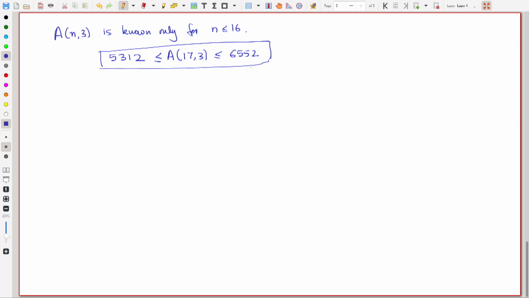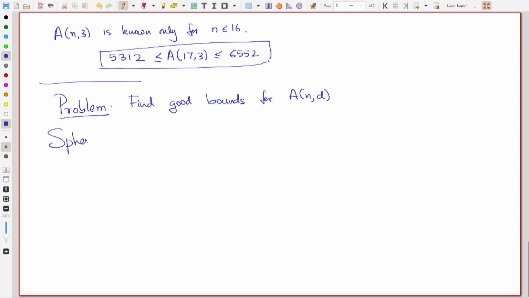So this is a big, sort of open problem in coding theory, and I do not think people even expect to get exact answers. The trick is to find good bounds. So one nice bound is called the sphere packing bound. So the problem is to find good bounds for A(n,d). So that's the problem that we want to do. So here's a nice technique. It's called the sphere packing bound, and this is sort of a geometric idea.